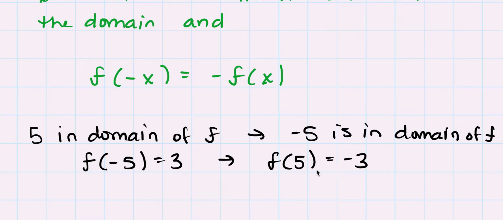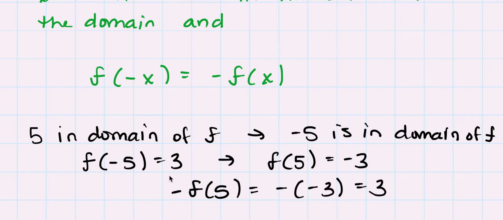We would get a 3 here. But you see, when I plug in the negative here, I get the negative of f of 5. So if f of 5 is negative 3, then the negative of that would be 3. So the negative of f of 5 would be the negative of negative 3, which is just 3, which is exactly what f of negative 5 is. That is this rule here.